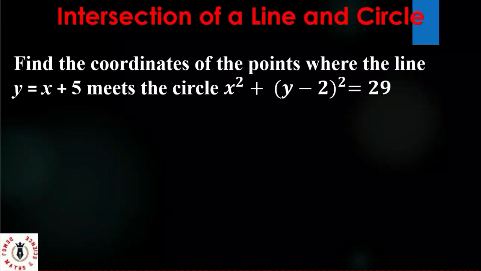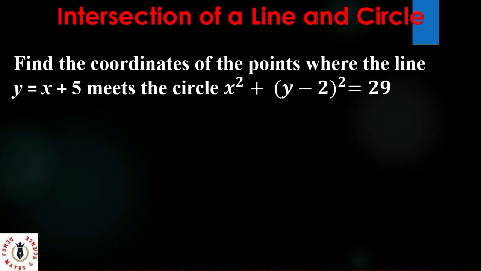I saw this question and I feel it would be great I share it with my audience. The question wants us to find the coordinates of the point where the line y equals x plus 5 intersects with x squared plus (y minus 2) squared equals 29.